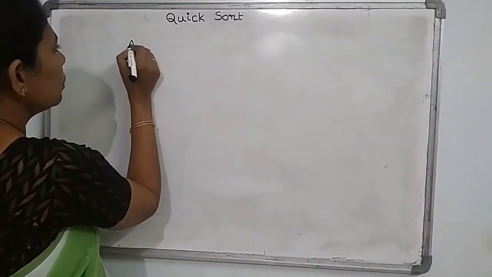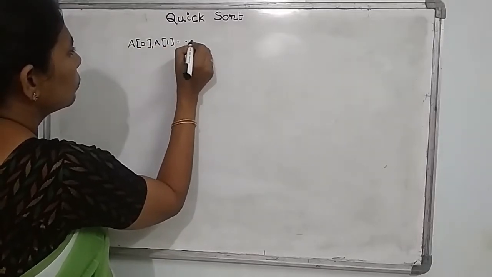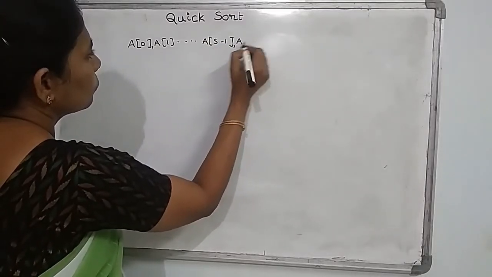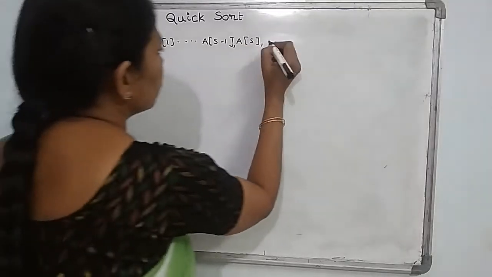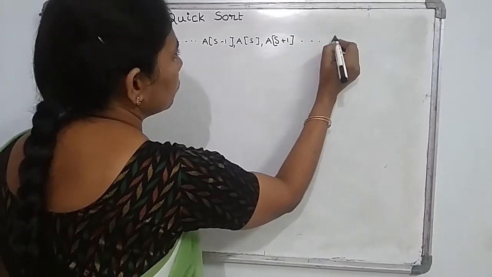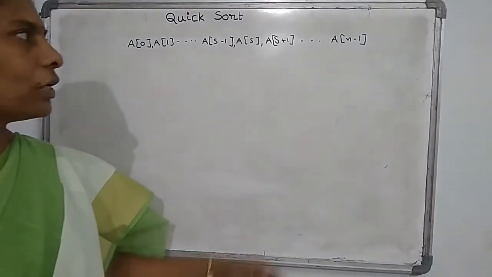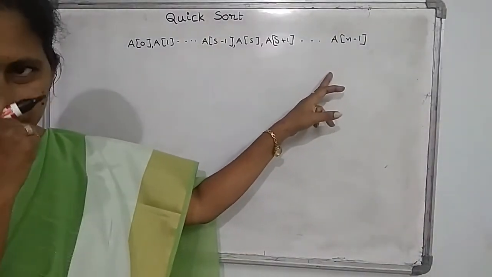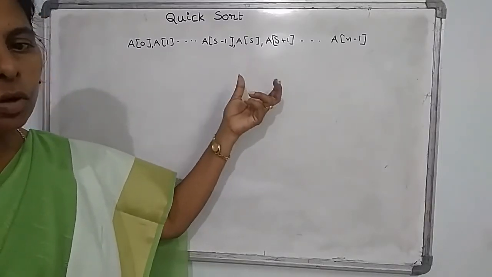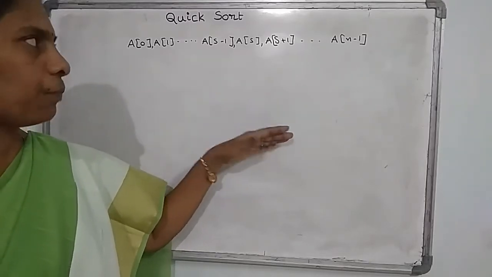The array elements are A of 0, A of 1, A of S minus 1, A of S, A of S plus 1, up to A of N minus 1. So we are taking the elements A0 to N minus 1. In the divide and conquer approach, we divide the entire array into two halves. After that, again you divide each sub array into another sub array.